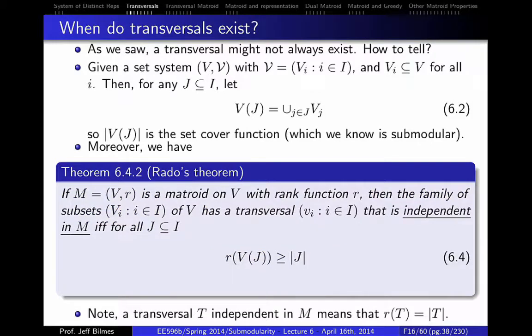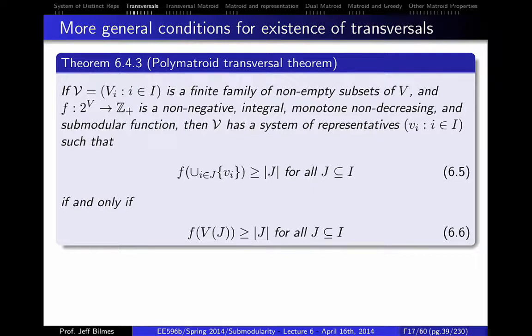Okay. But we're going to generalize this a little bit even further to the polymatroidal transversal theorem. And what this says is that we've got some set system, a finite family of non-empty subsets of V, and we've got some polymatroid function. It's an integral polymatroid function. Integral, which means it's non-negative, integral, monotone non-decreasing, and submodular.